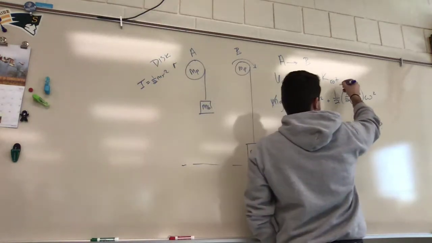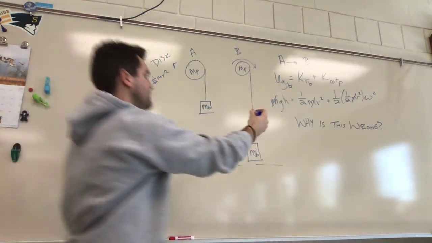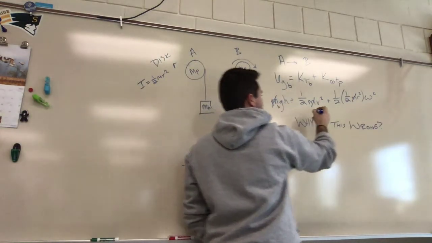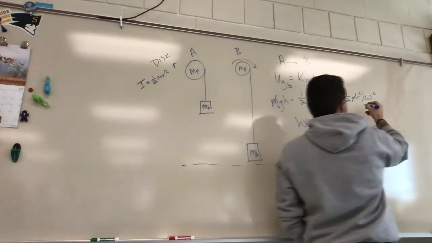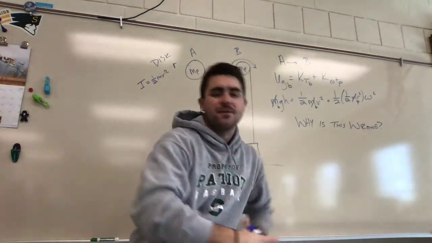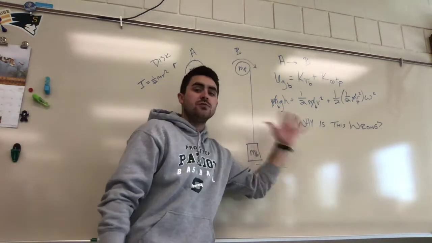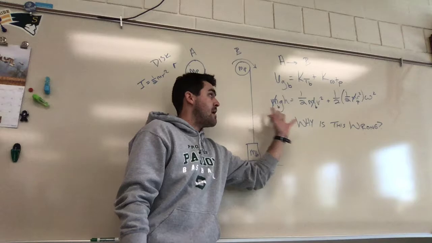So this K rot is like K rot of the pulley, which means when I start putting in my base variables, this is mass of the block, this is mass of the block, and this is mass of the pulley. Even though they had the same variable, M, they're different masses. One's mass B, one's mass P. I can't do this. This is such a common mistake.